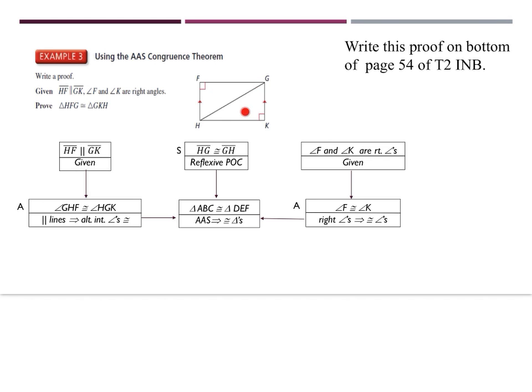Again, if two triangles are sharing the same side, it's always part of your proof, treated similar to the given. And our reason is the reflexive property of congruence. All right, so check everything else out, get it in your notes, and come with questions if you have them, anything that we can clarify in class together.